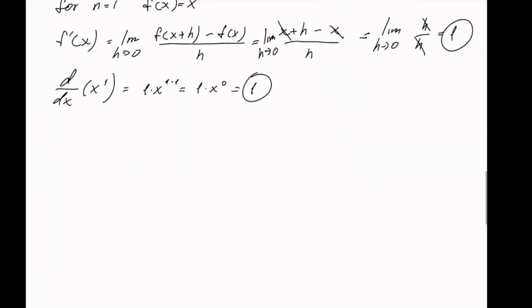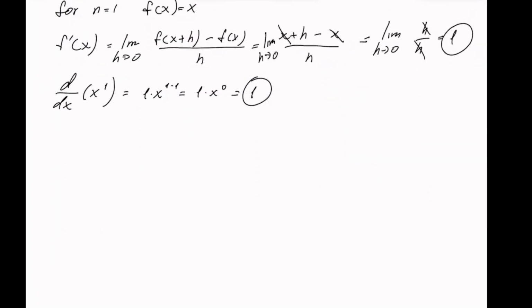Now let's look at a couple of examples just to have some practice. First example: if we have the function x to the 9th power, we want to find its derivative. First of all, we need to bring the power to the front as the coefficient. So we'll have 9 times x, and then we need to subtract 1 from the existing power. So we will have 9 times x to the 8th power.